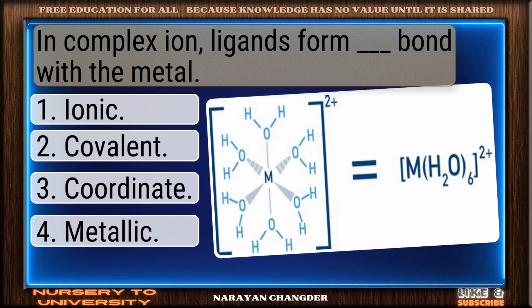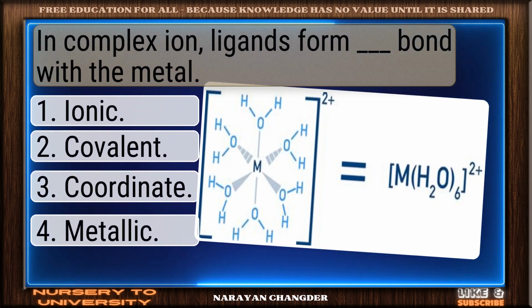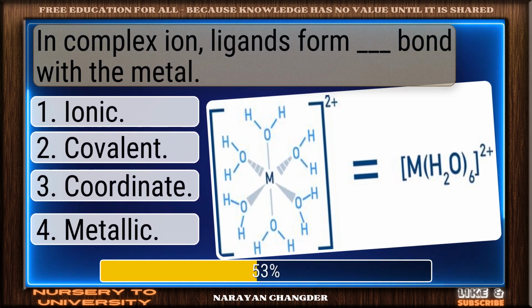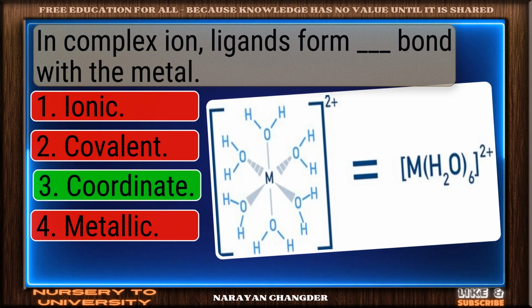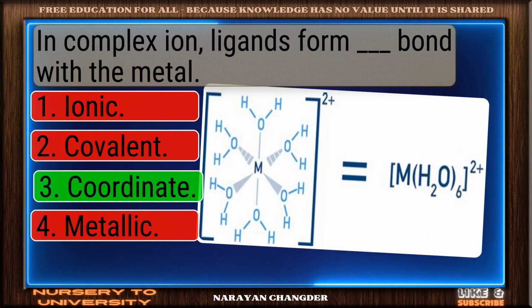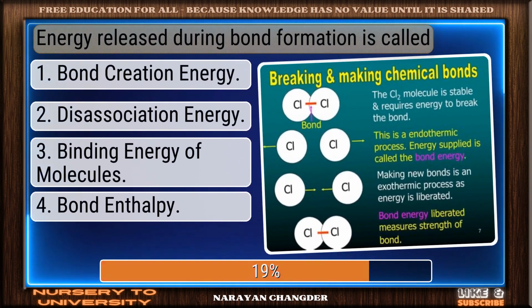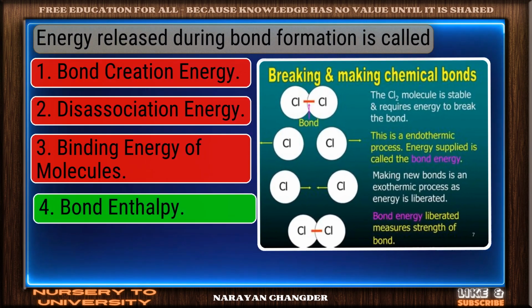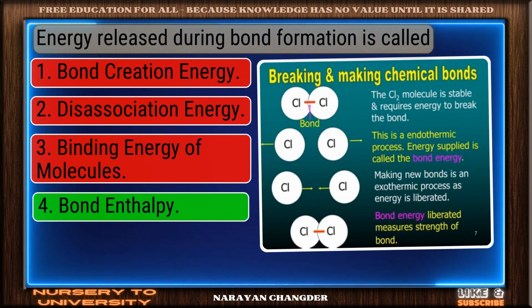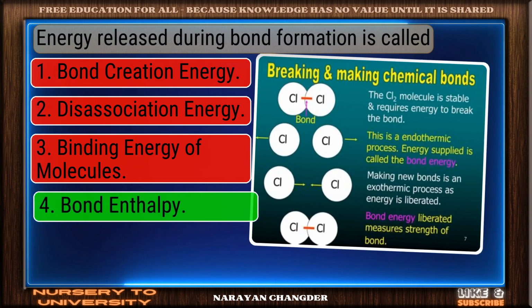In a complex, ligands form a dash bond with the metal. Perfect. Coordinate is the correct choice. Energy released during bond formation is called... Good job. Your answer, bond enthalpy, works well here.